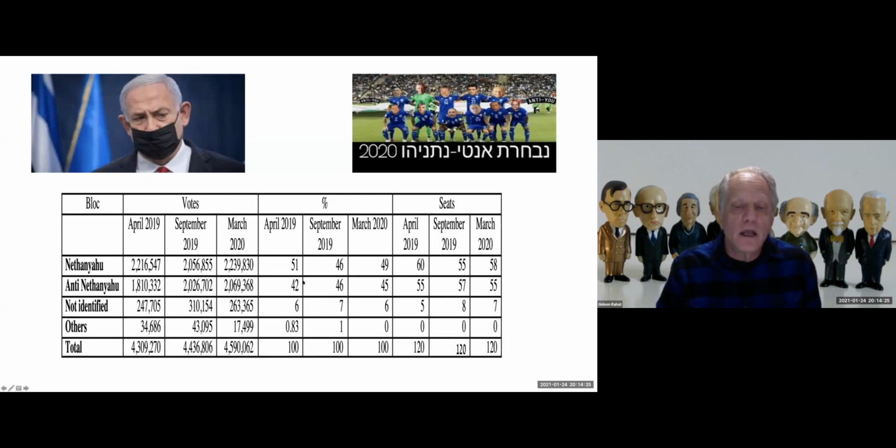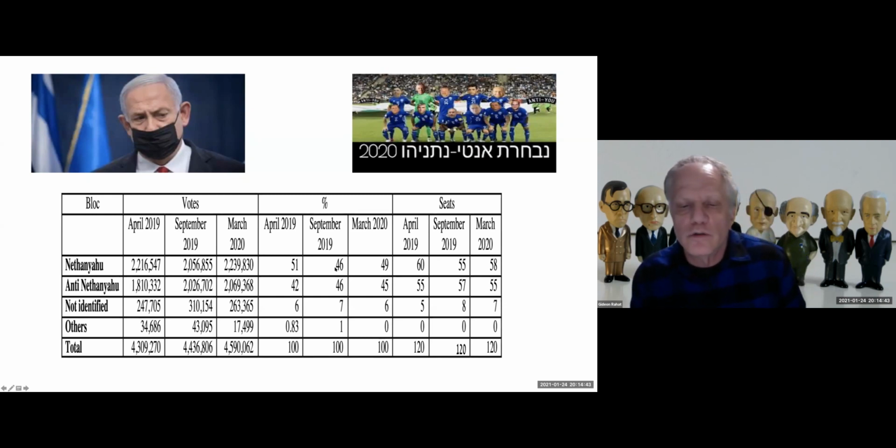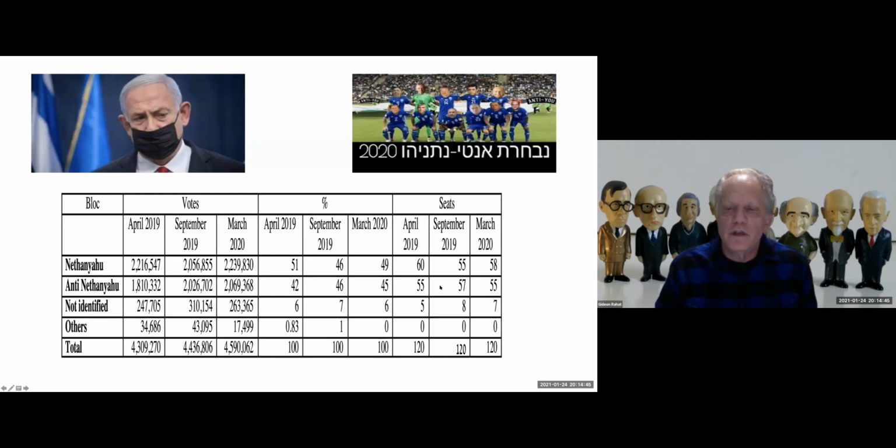In the second election, Gantz had his best result. You can see 46% of the vote, and 57 seats for the anti-Netanyahu bloc.